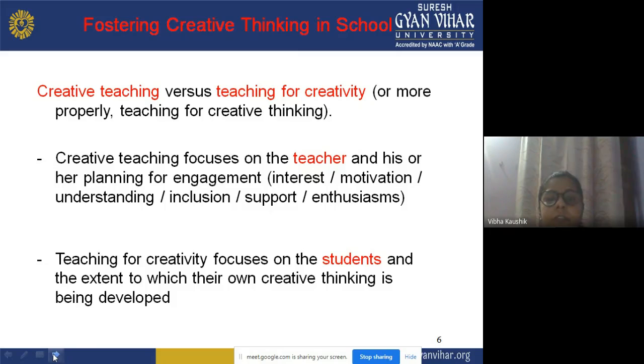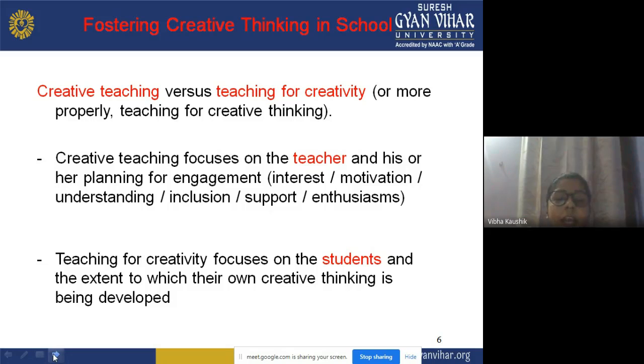Creative teaching versus teaching for creativity. Now, what is creative teaching? You are teaching in a creative manner, versus teaching for creativity, which means you want to develop creativity in your students, or more properly, teaching for creative thinking.